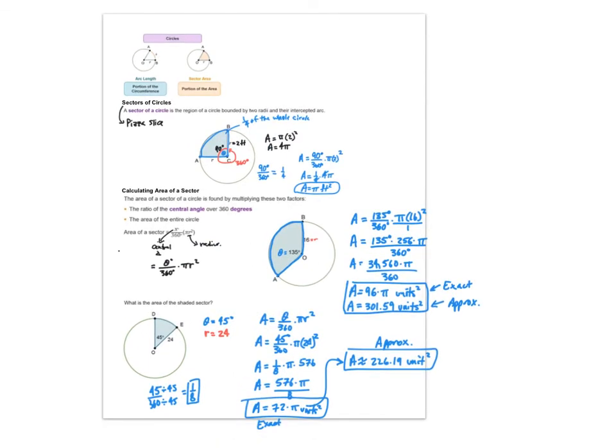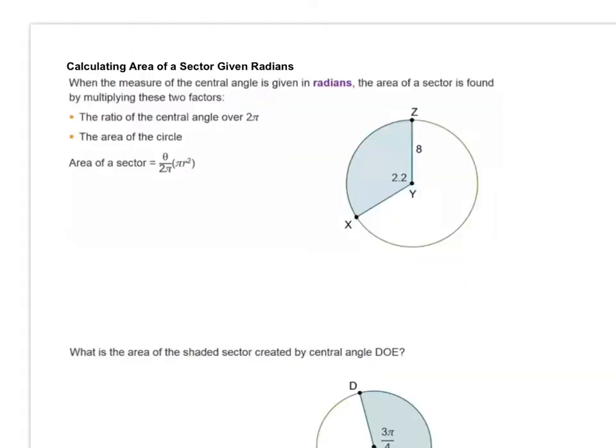All right, and that's that. Okay, so just a couple practice problems. So let's take a look at the next page. On these next two examples, what I have is calculating the area of a sector given radians. Remember, radians is a different measure. It's just a different way of measuring an angle.